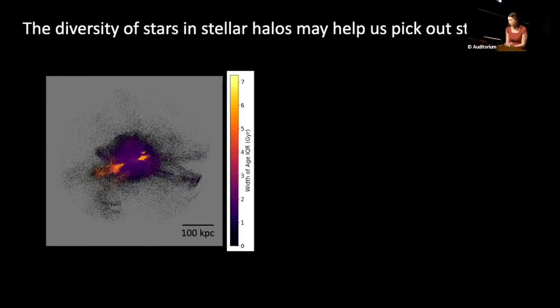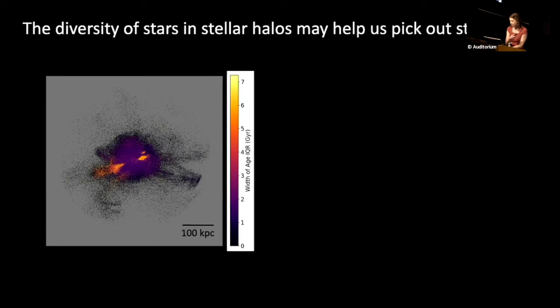And each of the pixels is colored by the width of the age interquartile range for the stars that contribute to it. So it's the difference between the lowest 25th percentile of the ages and the highest 25th percentile of the ages. Looking at the halo, you can see that in most of it, there isn't a whole lot of diversity. Stars tend to vary by, on average, about 2 billion years in age. And given that they're old, that is not going to be enough for us to distinguish between a 10 billion-year-old star versus a 12 billion-year-old star.